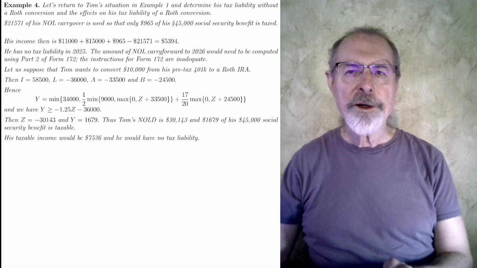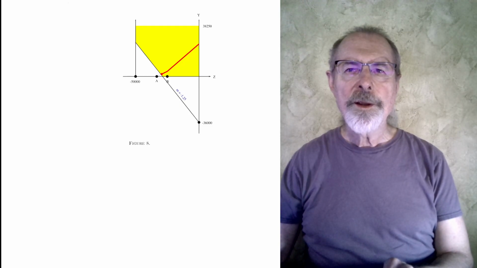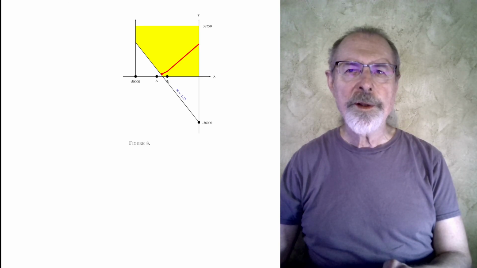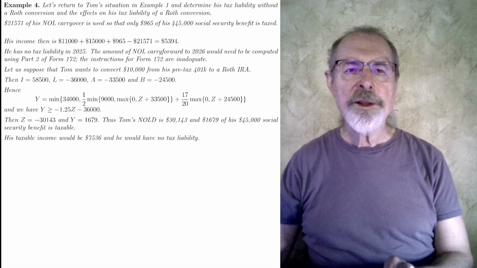And you can see that there's a formula here which would determine how much of his benefit is taxable. But once again, if we look at the figure, then we can see that his NOL deduction will be somewhere between the points A and B. The red curve doesn't quite get down to the horizontal axis. So some portion of his benefit will be taxable, but it'll be pretty small. And if we go back through the numbers, we see that his NOL deduction is $30,143, and $1,679 of his Social Security benefit will be taxable.